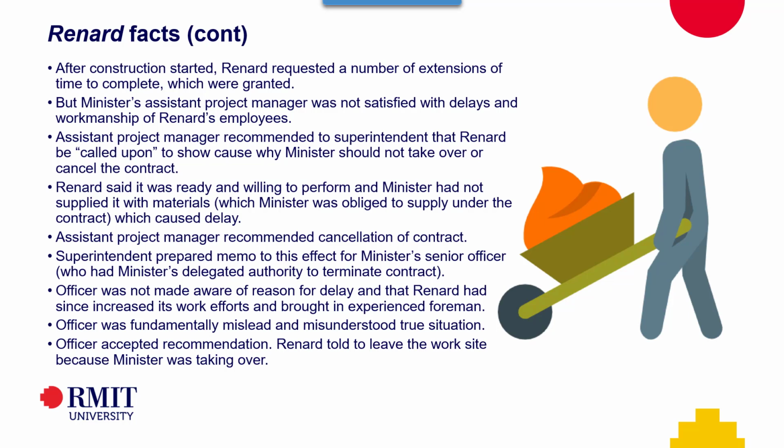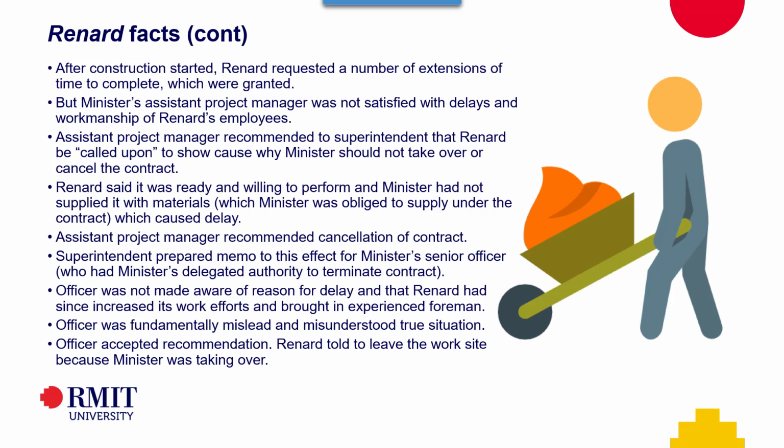So, okay, a bit of convoluted facts. That's why I'm going to put them here, because I didn't find them easy to read in the text. Renard started construction, requested a number of extensions of time to complete and were given those extensions. There was an assistant project manager who sounds like he was a bit of an officious so-and-so, and he was not satisfied with the delays and the workmanship of the employees. So he recommended to his superintendent that they exercise this provision, that they call upon Renard to show cause why the minister shouldn't take over or cancel the contract.